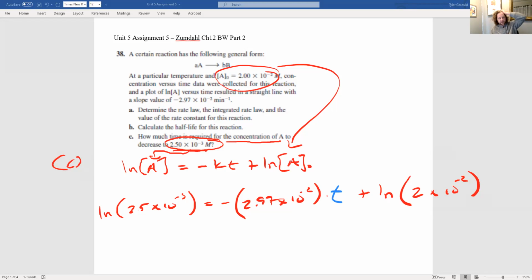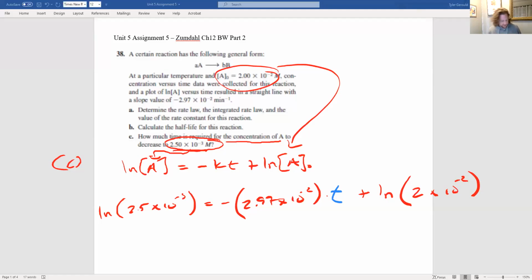In this case, you don't have to do any weird funky rearrangement with a base e to figure out t. You just kind of plug and chug. So I'll let you finish this one. So go ahead and try this question first.